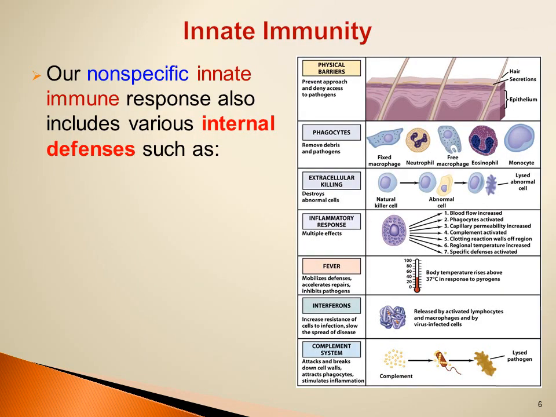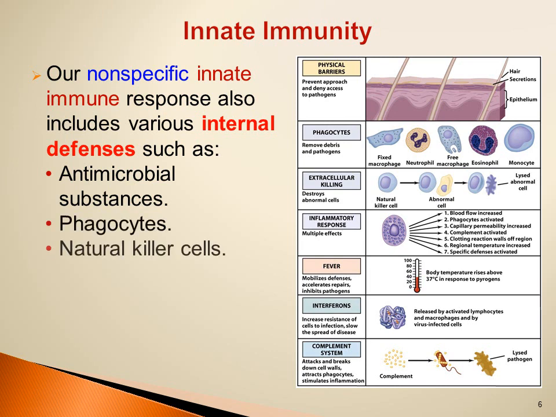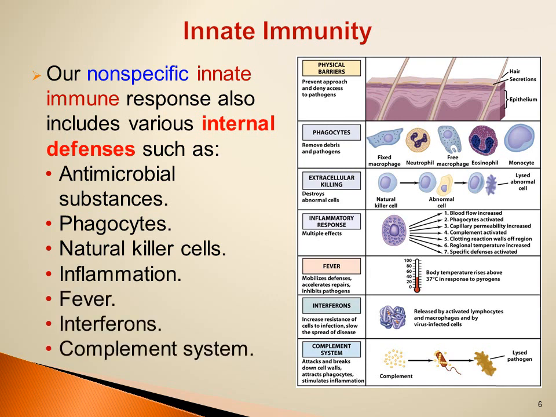In addition to the physical and chemical barriers that we discussed in the previous slide, our non-specific innate immune response also includes various internal defenses such as antimicrobial substances, phagocytes, natural killer cells, inflammation, fever, interferons, and the complement system. As you can see here again, we have physical barriers that prevent, approach, and deny access to pathogens.